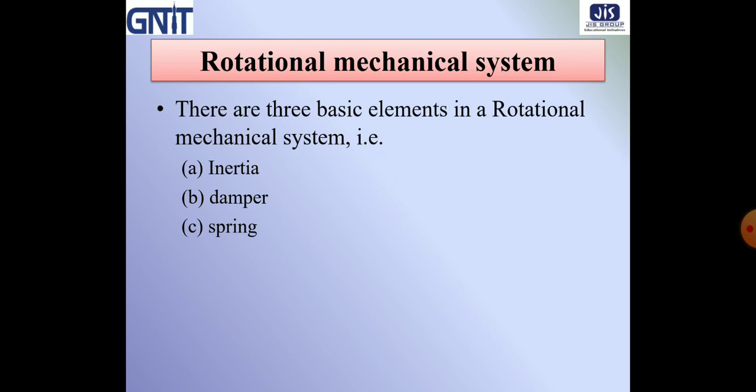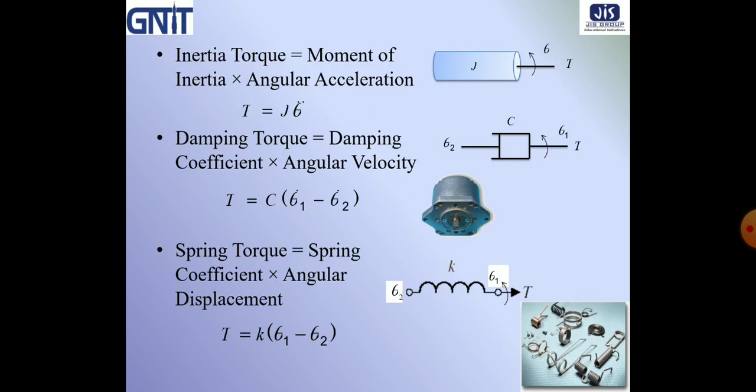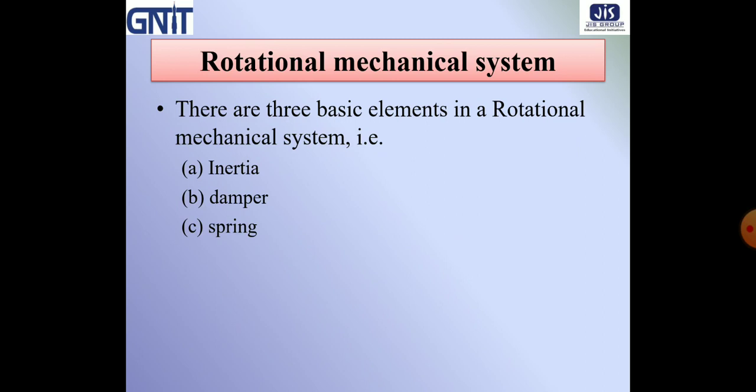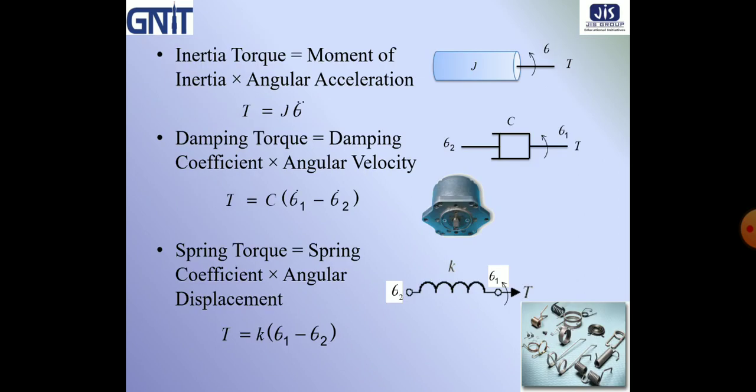And next is the rotational mechanical system. In a rotational mechanical system there are three basic elements, that is inertia, damper and spring. Now what is a rotational mechanical system? In a rotational mechanical system there will be a motion or rotation along an axis. So that is the rotational mechanical system.